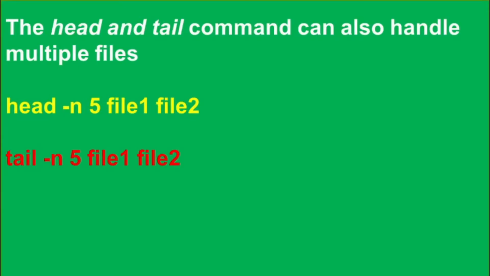We can also handle multiple files with the tail and head command. You can run the command head space first file name space second file name. The output is the first 10 lines of both files, and if we use it with the tail command, then the last 10 lines will be shown by default. If we want to show specific lines from the files, then we can use the -n option and specify the number of lines to show with the head and tail command.